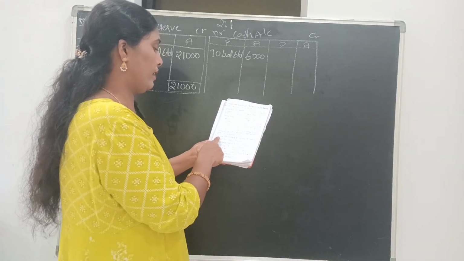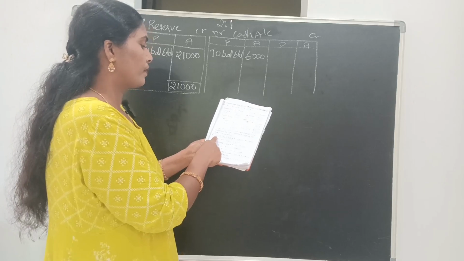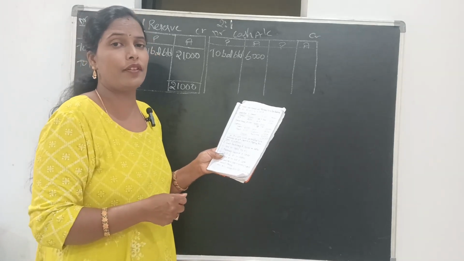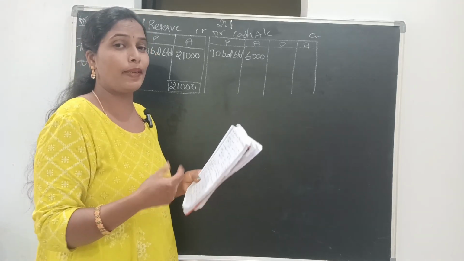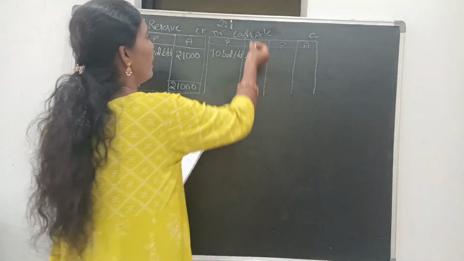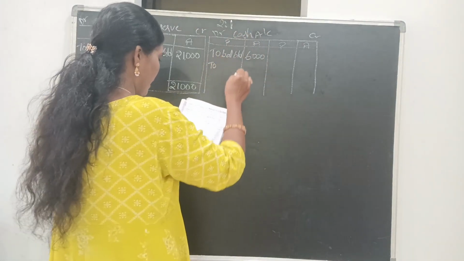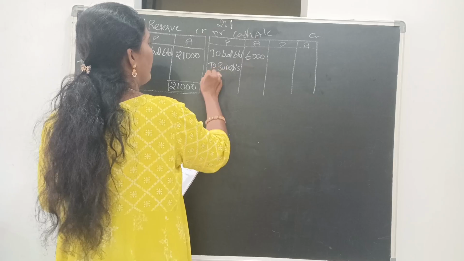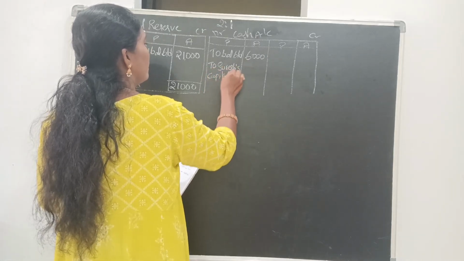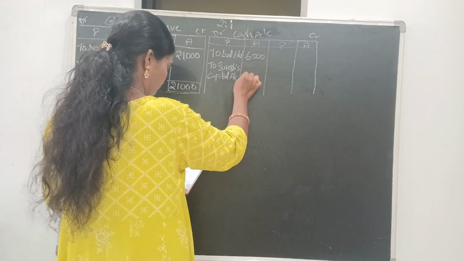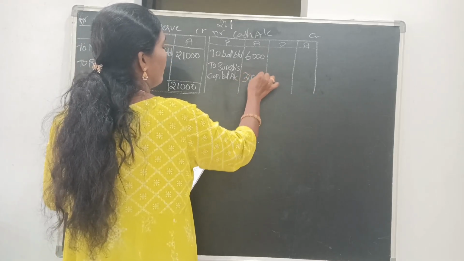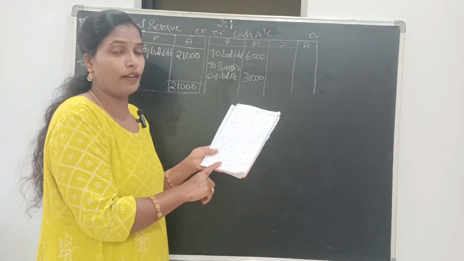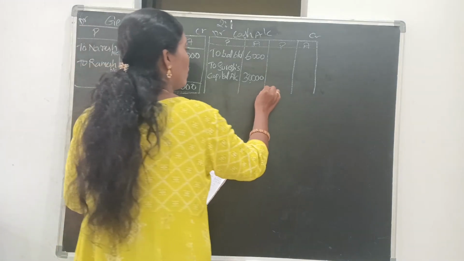By entering the capital, Suresh should bring 30,000 as capital. What is the journal entry for capital? Cash account debit to capital. Capital is coming into the business. So cash account debit to the new partner, Suresh's capital account, which is 30,000. There is no entry for goodwill because the goodwill is given privately by the new partner. So close the account.